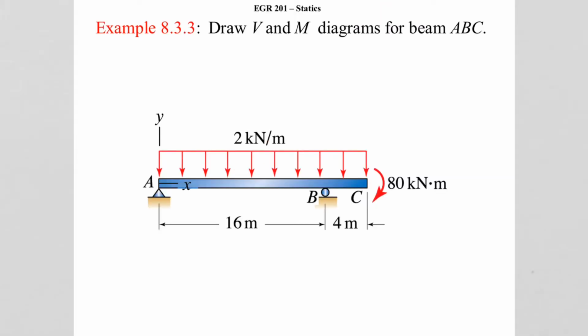So let's take a look at one example. We have this example where we have a shear and moment diagram for beam ABC. We see it's simply supported with an overhang from B to C, and we are to draw the shear and moment diagram. It is not asking for any equations or anything like that for the shear and moment, just what the diagrams are.